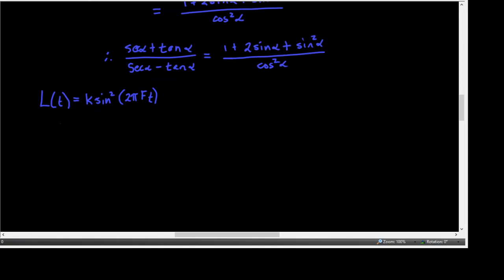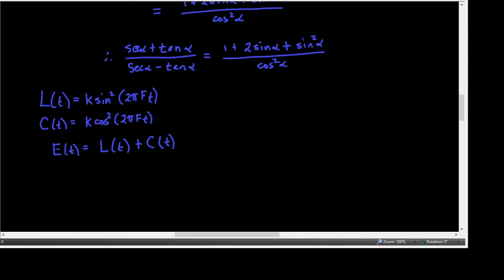And the energy stored in the capacitor is given as C of T equals K times cosine squared of the exact same argument. 2 pi F T is the same argument for cosine as it is for sine in the one above it, where F is the frequency of the radio station and K is a constant. The total energy, E, the total energy in the circuit is given by the equation L of t plus C of t. And they want us to show that E is a constant function.